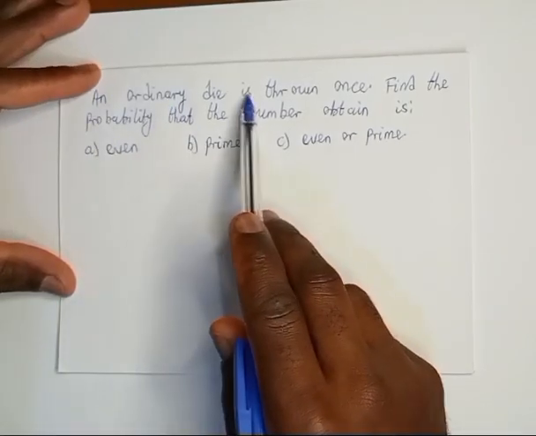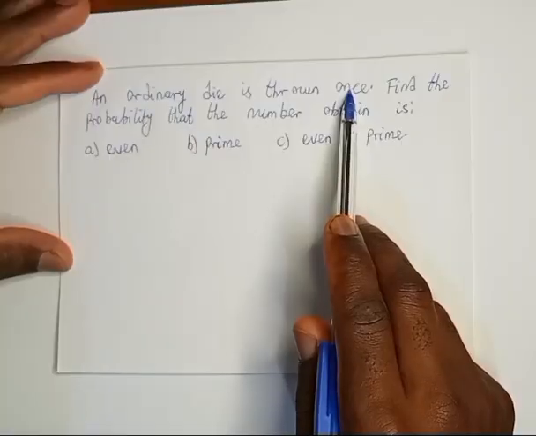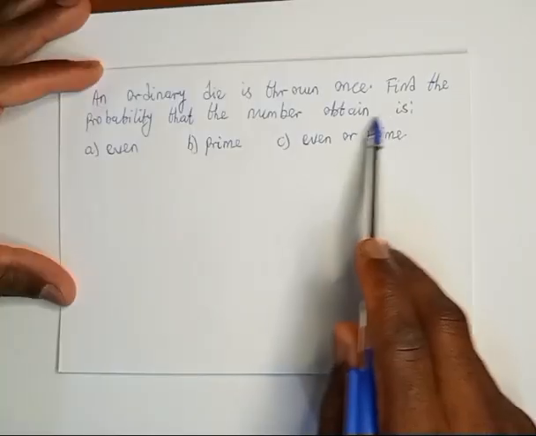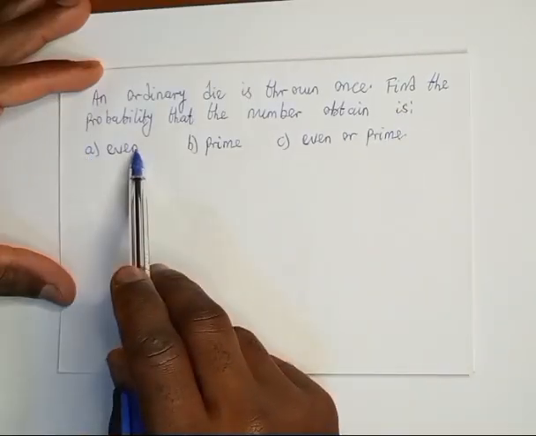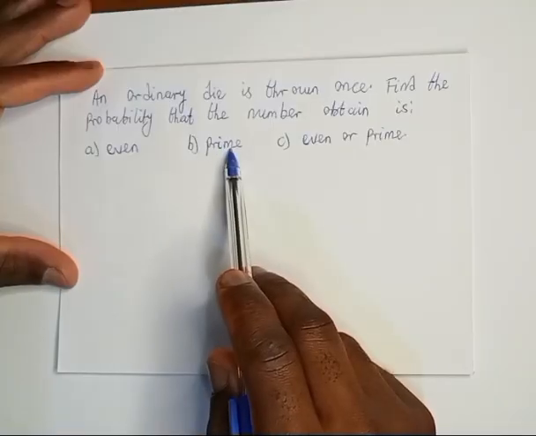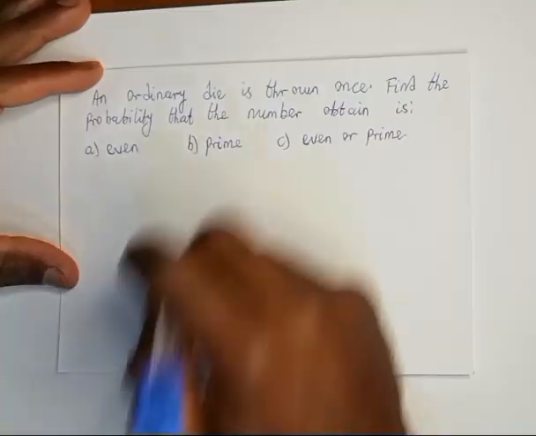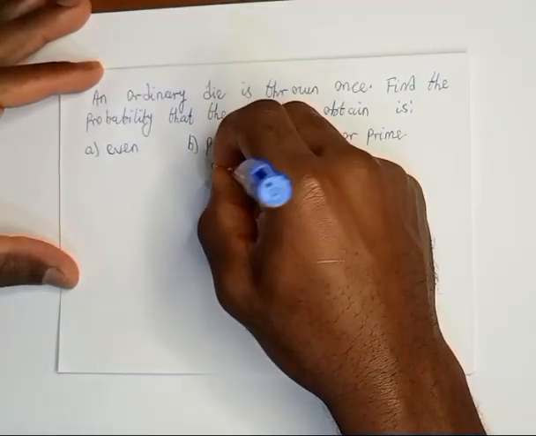An ordinary die is thrown once. Find the probability that the number obtained is A. Even, B. Prime, C. Even or prime. We take the solution.